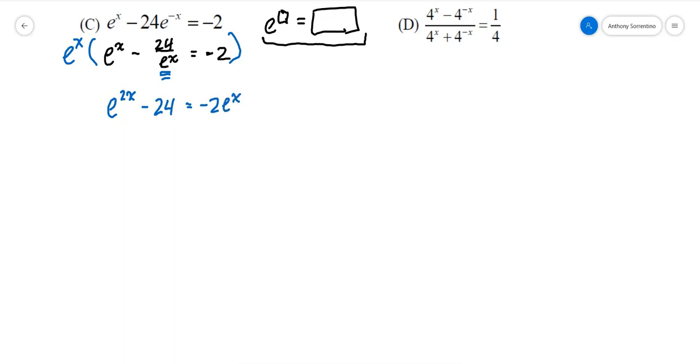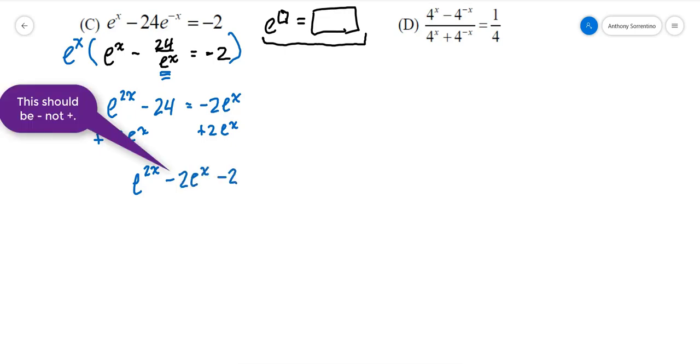I'm going to add 2e to the x to both sides. And so when I do that, I have e to the 2x minus 2e to the x minus 24 equaling 0. Although it's an exponential equation, it has exponentials in it, and I'm trying to solve for an exponential base. It also has a quadratic structure to it, in that this e to the 2x is the same thing as e to the x squared minus 2 e to the x.